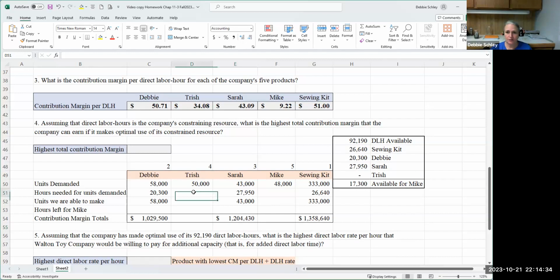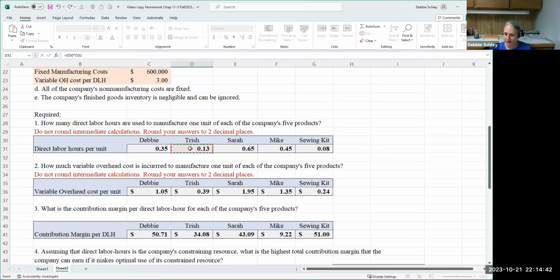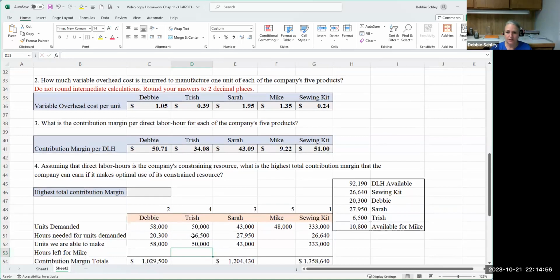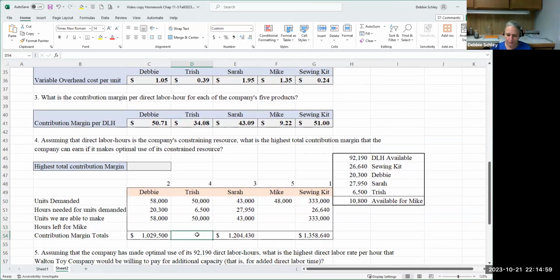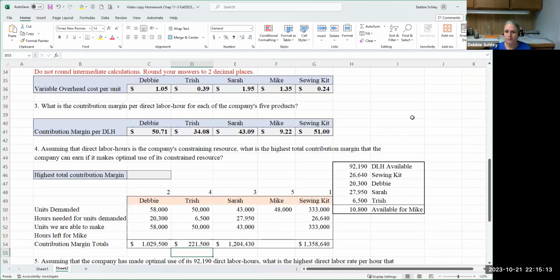Now we're to Trish. 50,000 units times Trish's direct labor hours per unit, 6,500. And we had enough. And so this is what's going to be left over for Mike. We'll get there in a minute. And so we're able to make all of these units. And so the contribution margin for Trish is going to be 50,000 times Trish's contribution margin per unit.